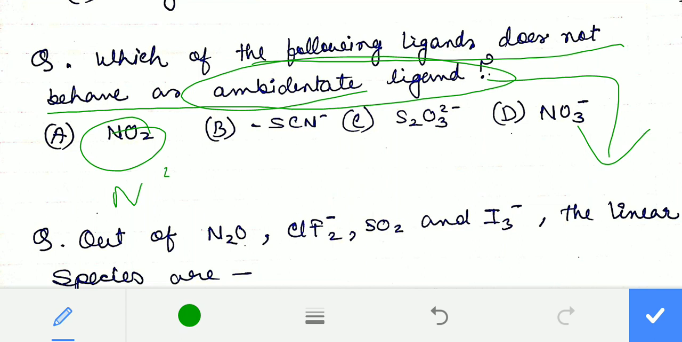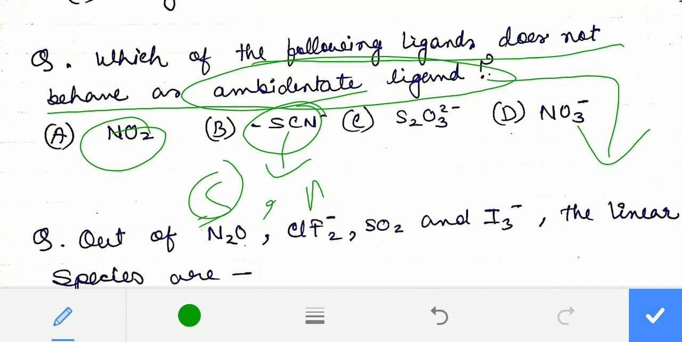In NO2, the nitrogen atom can donate to the central metal atom, and the oxygen can also donate to the central metal atom. While oxygen donates its electron, we write the ligand this way, while when nitrogen is donating, we simply write NO2. So option A is an ambidentate ligand. Now in option B we have SCN minus. Here sulfur can donate, and nitrogen can also donate electron towards the central metal atom.